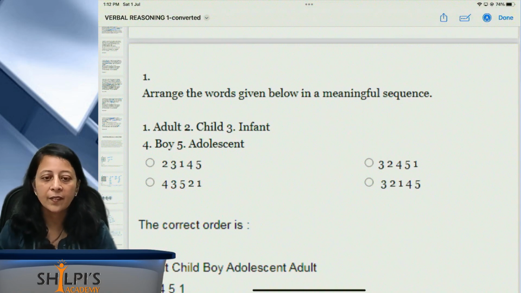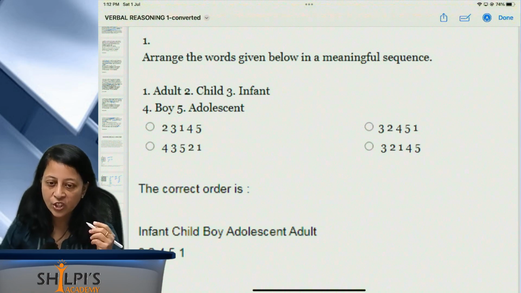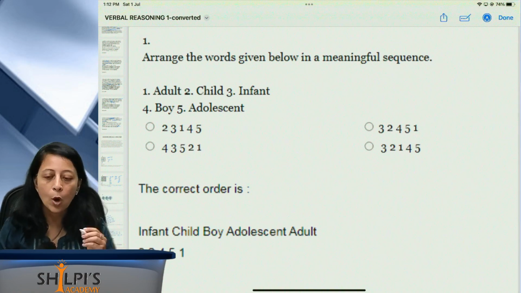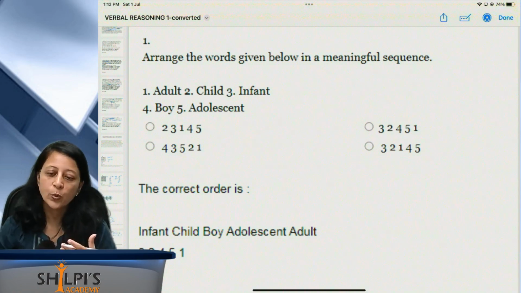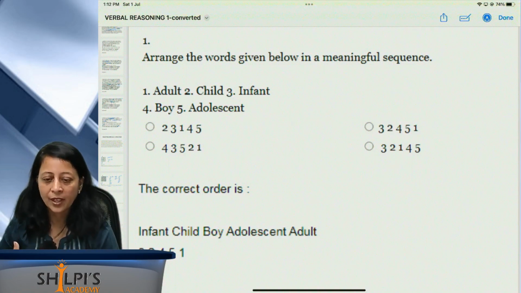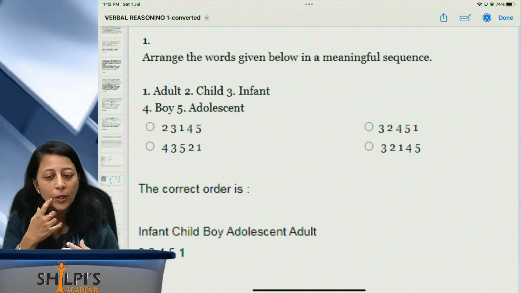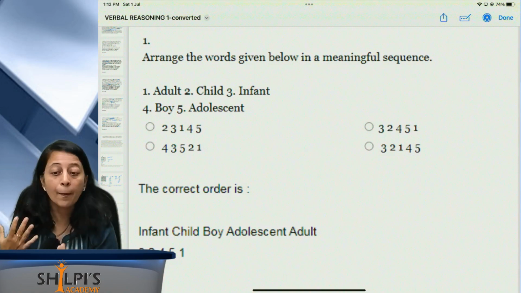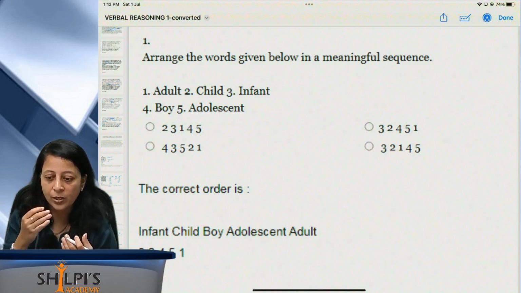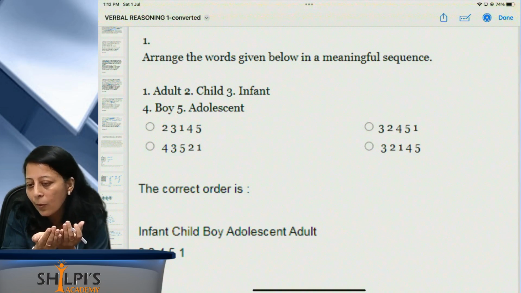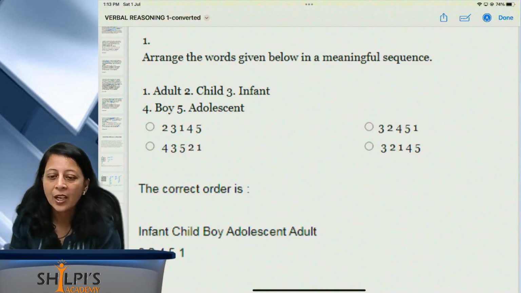Arrange the words given below in a meaningful sequence: adult, child, infant, boy, adolescent. So this is a common scenario which we see in everyone's life. Once we are born, we have never been an adult, a boy, or an adolescent. Once we are born, we were a small infant, a small baby. So it is the infant stage.